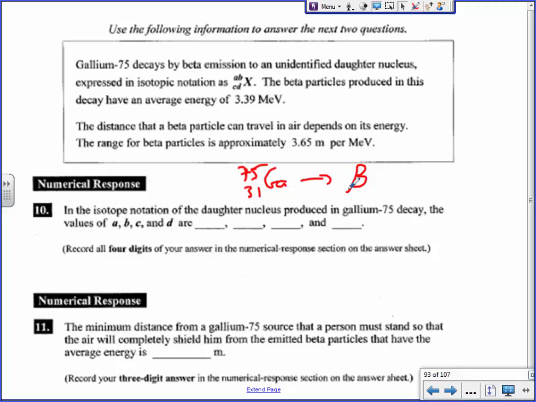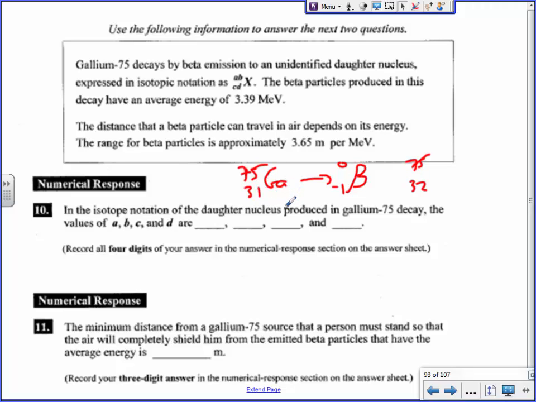What are the numbers we put on a beta? 0 and -1, yeah. Because what ends up happening is a neutron converts into an electron and a proton. So it's still going to be a 75 on top, right? But what happens to the bottom number? 32. It goes up by 1. Because -1 and 32 is the 31 there, right?